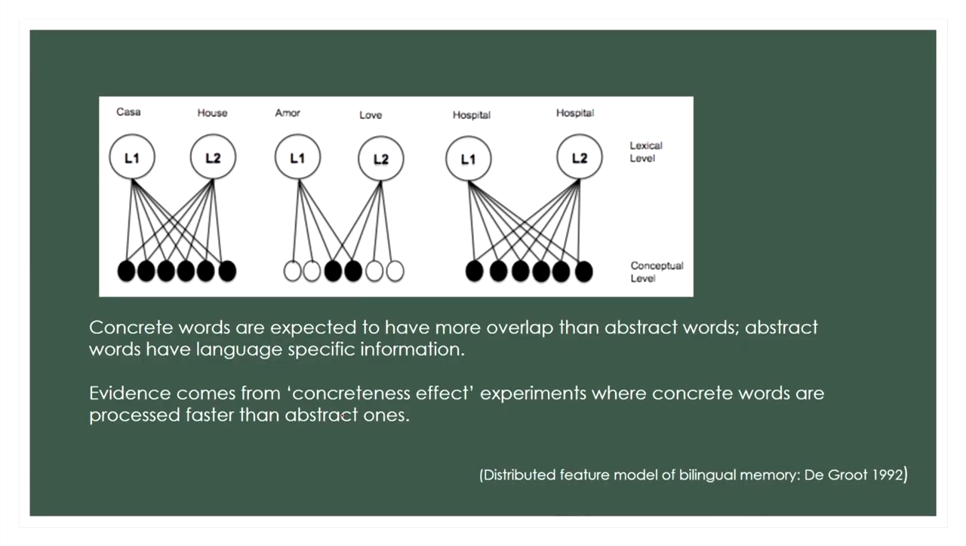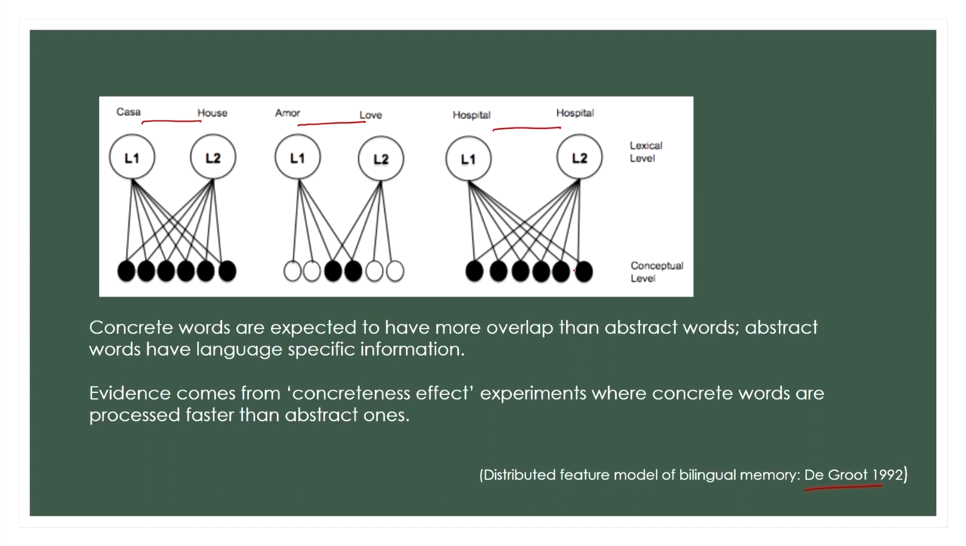So, this is a representation of the model. This was proposed by De Groot in 1992. So, this is how they look at the connections. There are three categories of words here. The first one is that of concrete words. The second one is that of abstract words, and this is a cognate. So, you see, in the case of cognates, there is a complete overlap for a word. Any word in L1 is exactly the same in L2.